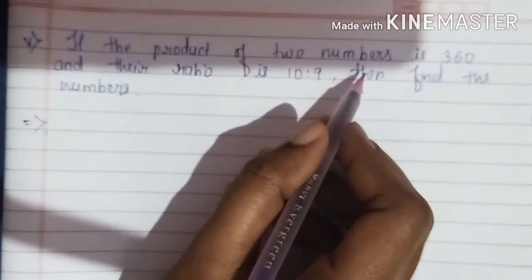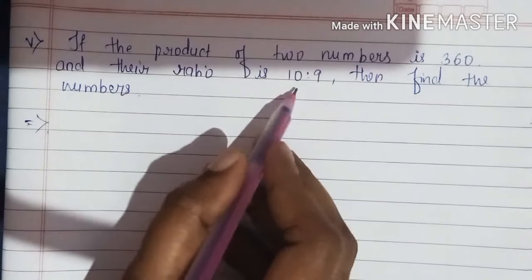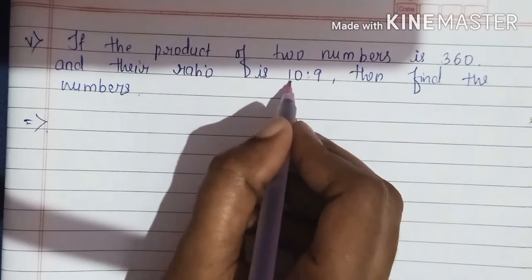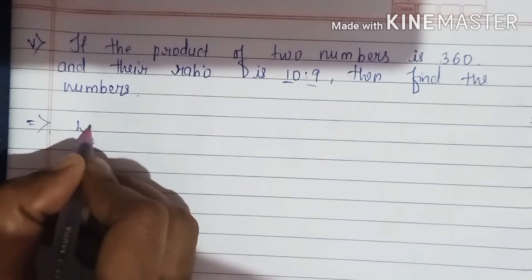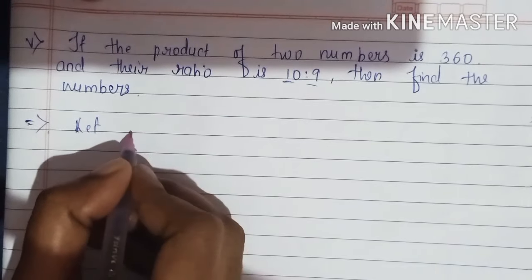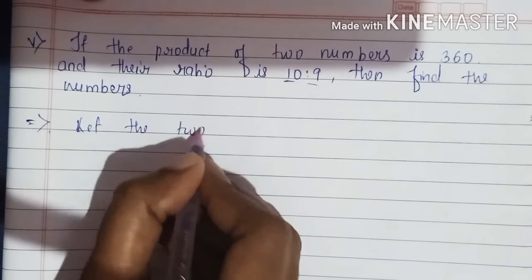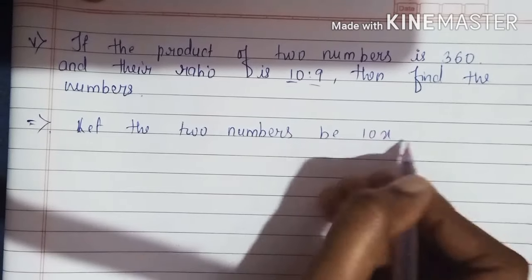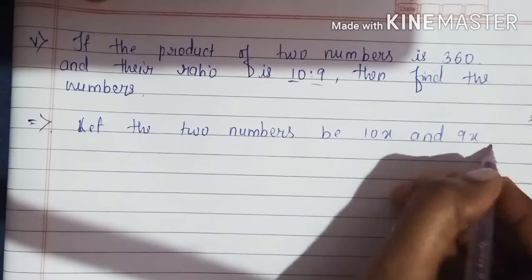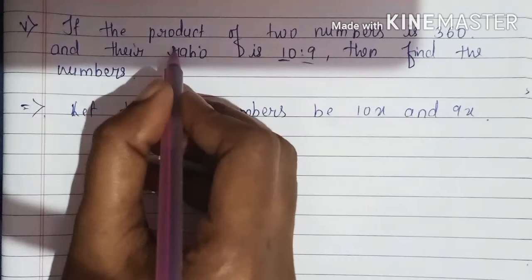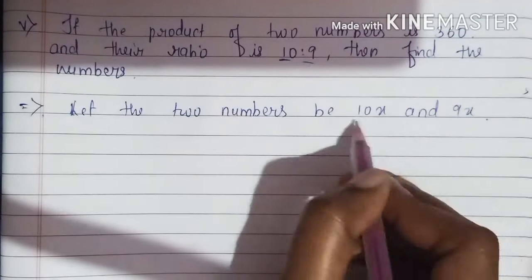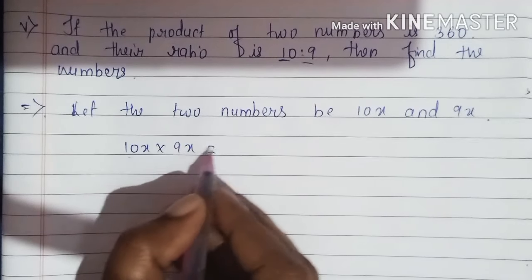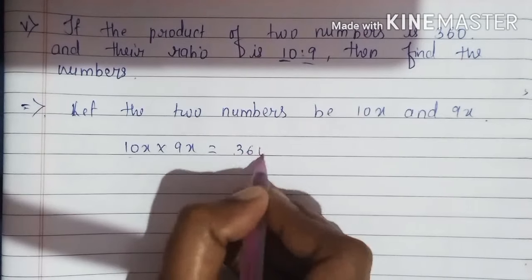If the product of two numbers is 360 and their ratio is 10:9, then find the numbers. The ratio is given. The ratio of two numbers are 10:9. So what we will consider, we will assume that let the two numbers be 10x and 9x. So here the condition is the product is given. Product means what? Multiplication. If I'll multiply 10x into 9x, the product of this two number is 360. So is equal to 360.